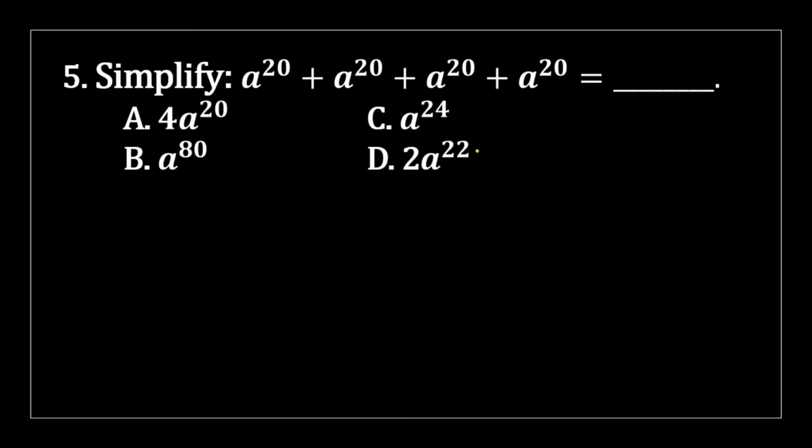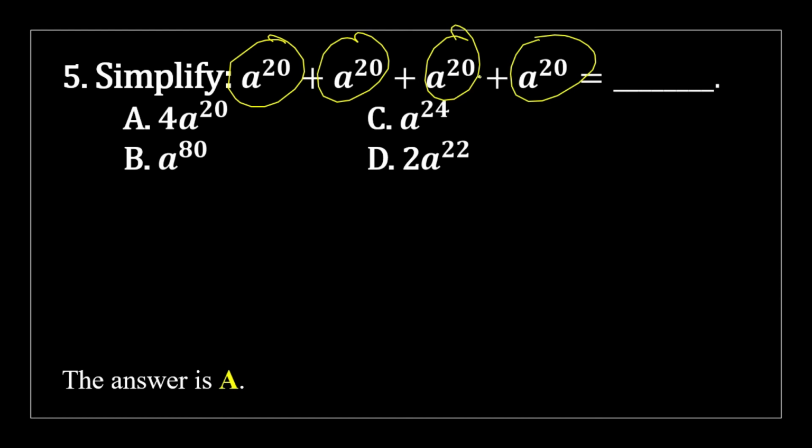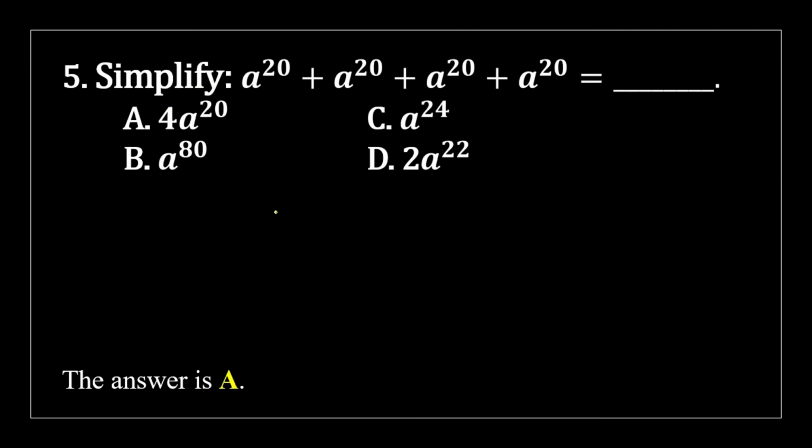Now for number 5, simplify or evaluate this expression. So a raised to 20 plus a raised to 20 plus a raised to 20 plus a raised to 20. So the simple answer for that is 4a raised to 20. And the answer is letter A. It's just like adding x plus x plus x plus x. That is 4x. These are the same terms and we don't need to change them. So all we have to do is add them straight so that we have 4a raised to 20.